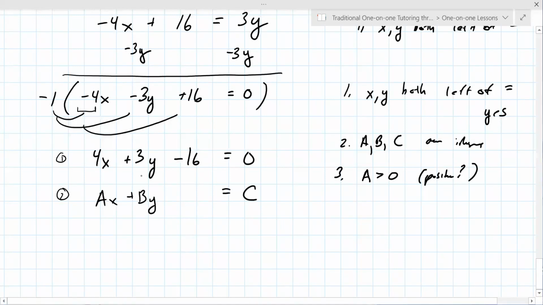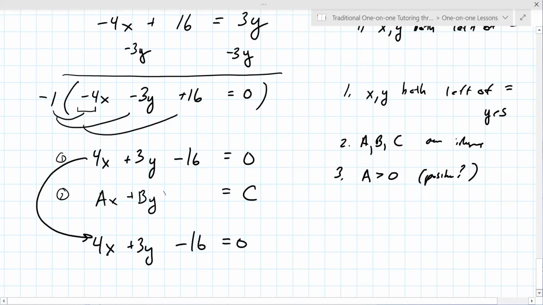So what I think I'm hearing is that, do you see how this negative 16 needs to move to the right? In standard form, not only are x and y both left of the equal sign, they're the only thing left of the equal sign. So we want to take your line here, 4x plus 3y minus 16.